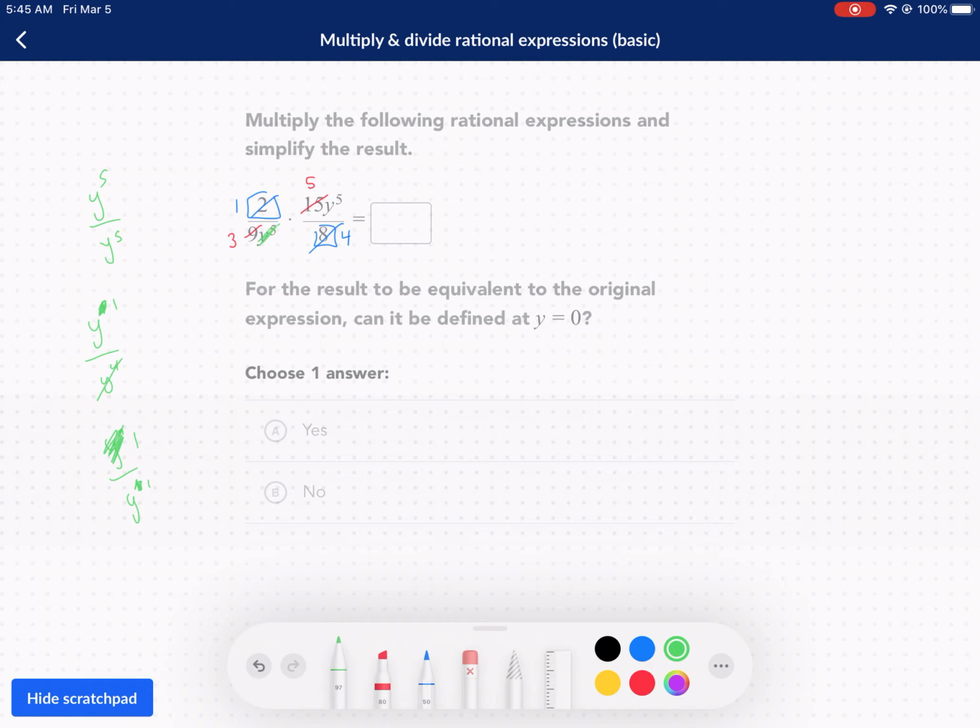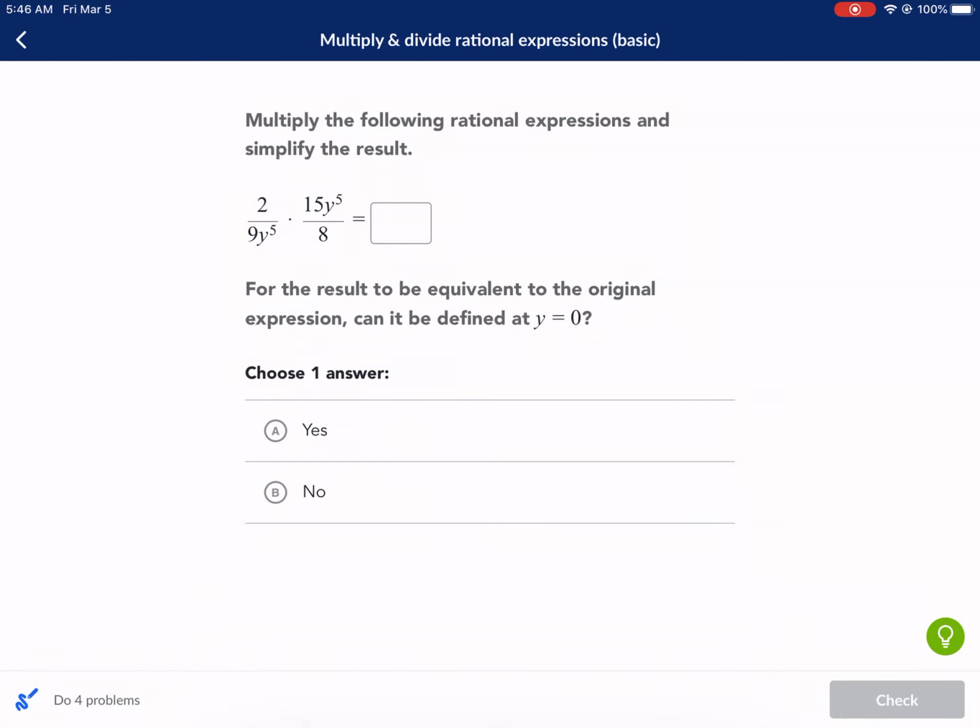Just wanted to show you, but in this case, we're going to cross out all the y's because they're the same. What does that leave us? This is where we've got to be careful. We have 5 in the top, and then in the bottom, we have 3 times 4, which is 12. So 5 over 12 is going to be our final answer.